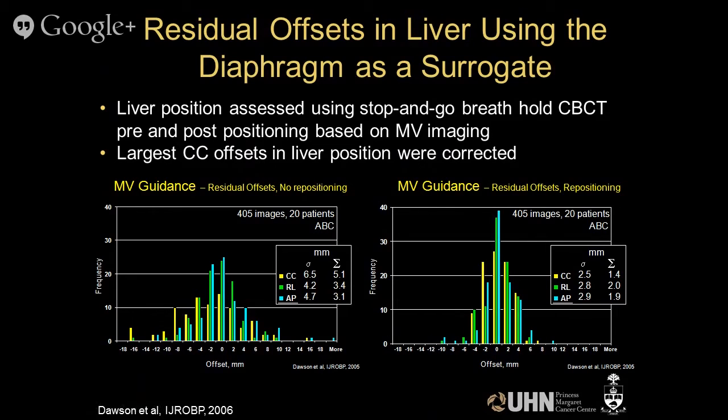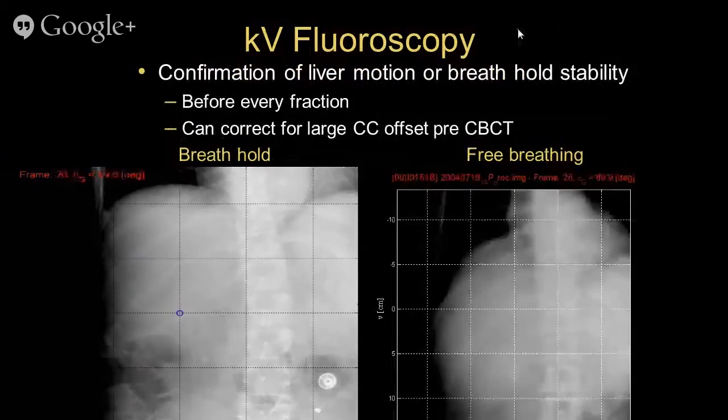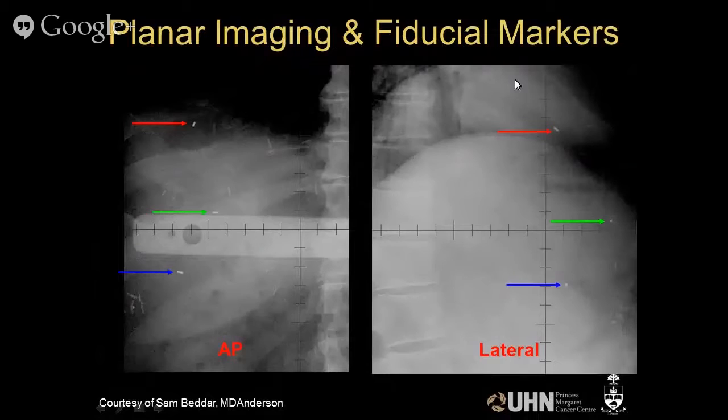In fact, the majority of the offsets are within 8 millimeters. But one third of offsets in total liver position were more than 5 millimeters in size. So clearly, for small targets, high doses, in lesions in a deformable liver, we want to do better than that. Orthogonal kV fluoroscopy is one approach, and this can allow confirmation of liver motion and breath hold before every fraction, and it can correct for large craniocaudal offsets as I described. But even better is inserting a fiducial marker around the tumor, and we'll hear later about some strategies to do that.